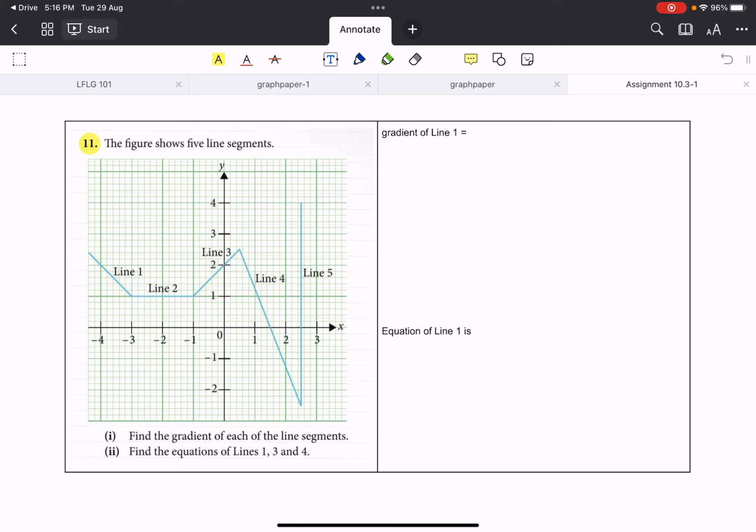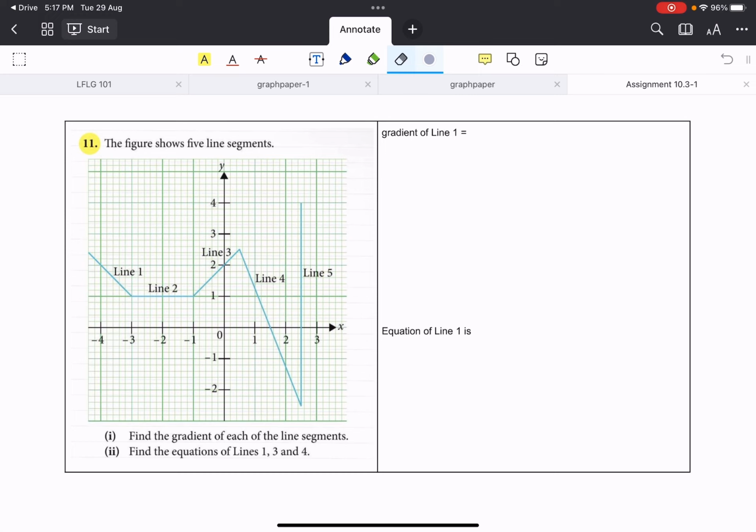In the first version, I made a little mistake, probably due to lack of coffee, when I was preparing this video. I saw the marking wrongly. So let's try again. In this assignment, we are supposed to find the gradient of each of these 5 lines, as well as the equation of lines 1, 3, and 4. In the previous version I actually found the equation of all 5 lines, because why not, and I'm going to do the same thing here.